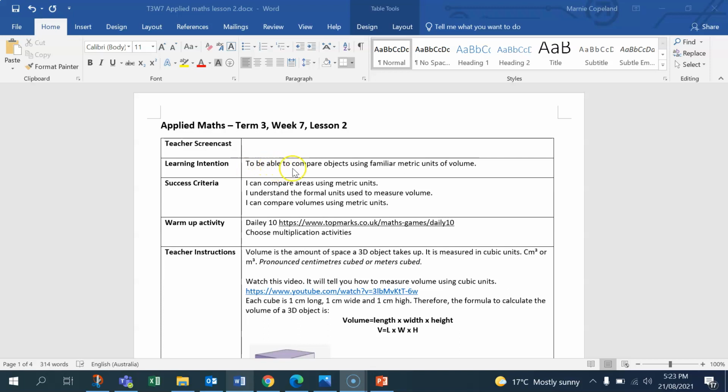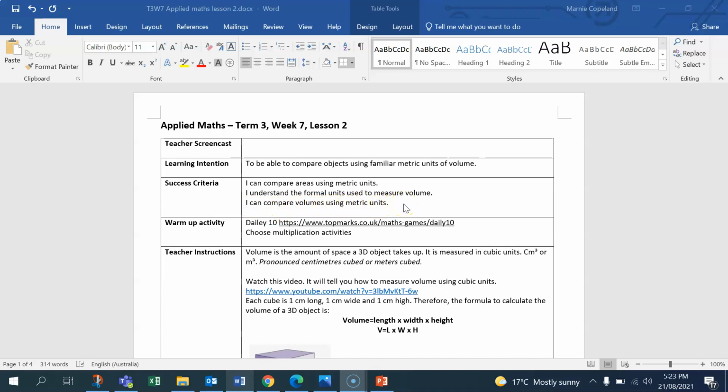Our learning intention is to be able to compare objects using familiar metric units of volume. Our success criteria: I can compare areas using metric units. I can understand the formal units used to measure volume. I can compare volumes using metric units.